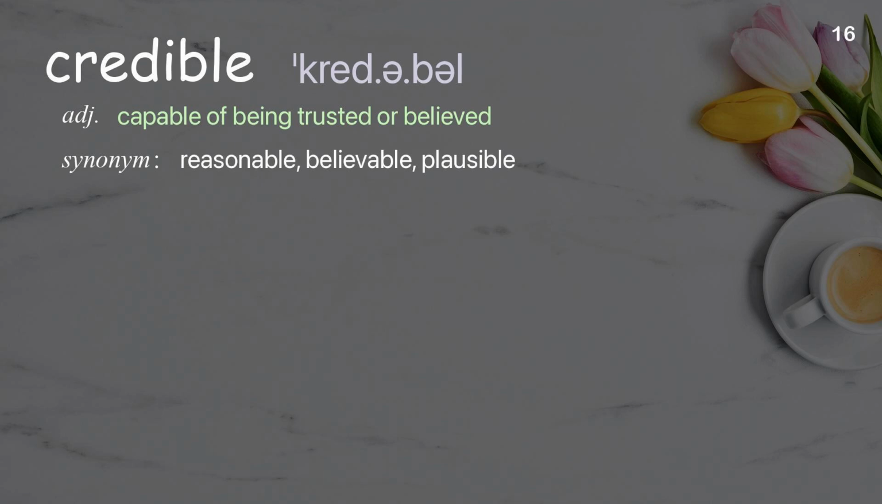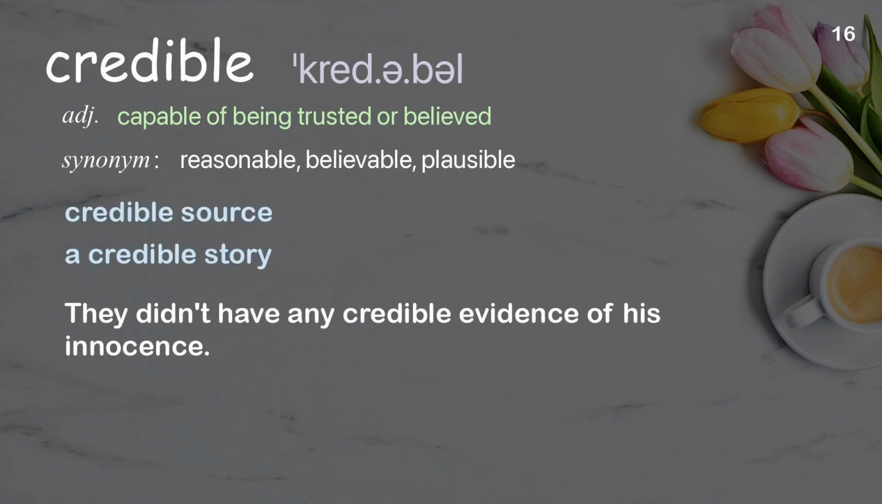Credible: capable of being trusted or believed. Examples: Credible source, a credible story. They didn't have any credible evidence of his innocence.